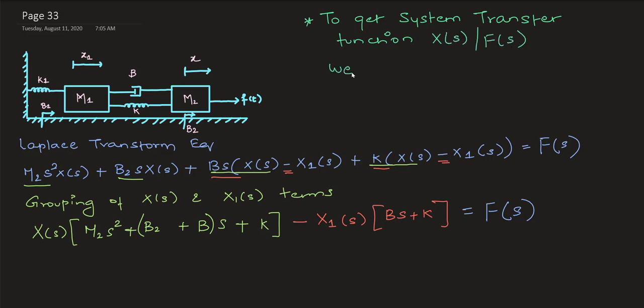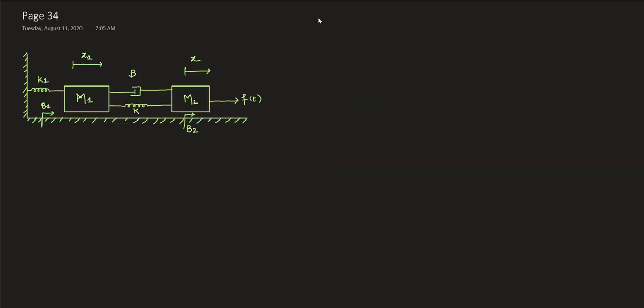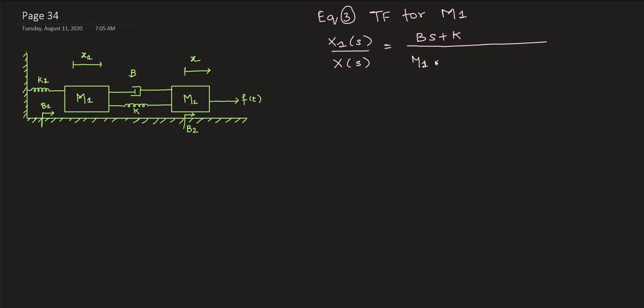So now how do I obtain my X(s) by F(s), that is my transfer function, right? To get my system transfer function, I need X(s) by F(s). In order to do so, I need to replace my X1(s) with the equivalent X(s). So I'm going to replace my X1(s) from equation 3. And what was my equation 3? So my equation 3 was something like this.